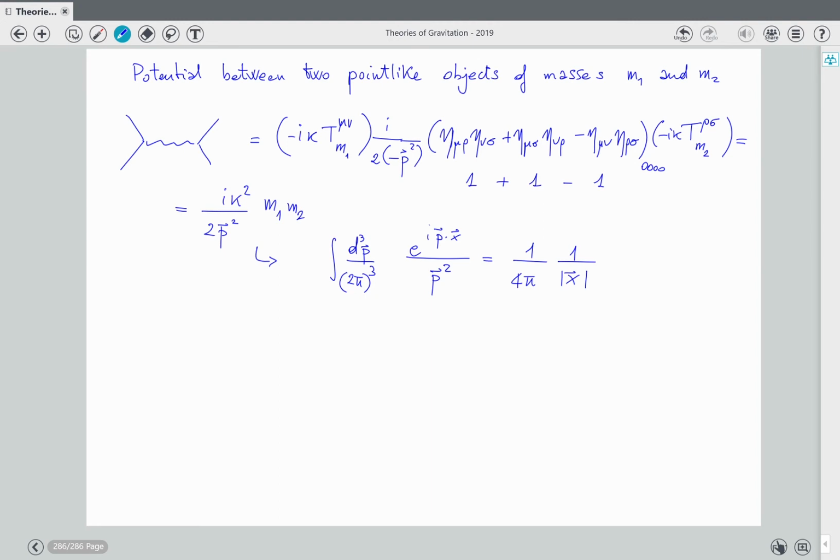Now, that should be kappa squared m1 m2 divided by p squared should be equal to the Newton constant. There is a normalization, a convention, but let's fix one and we will use it always. So, Newton constant.